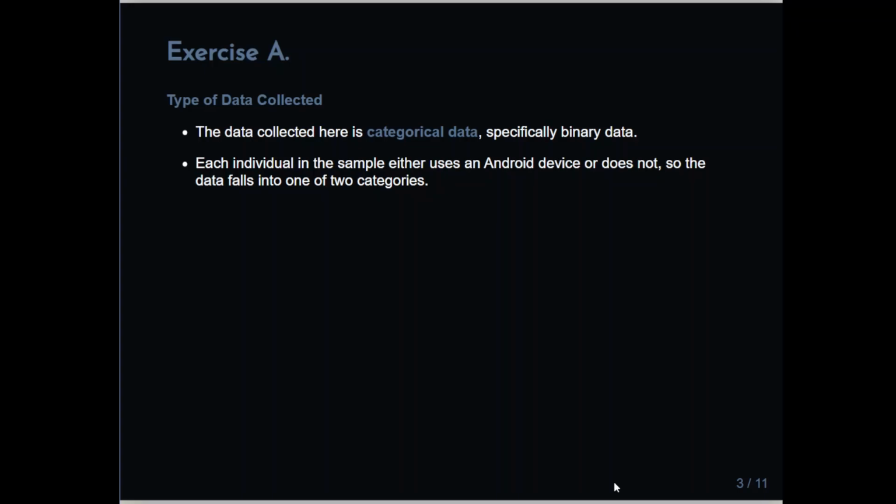So you just have to think about the walkthrough. When you go up to a person, what is the question and what is the answer you are asking them? And what will the answer be that they give you back? Okay? So each individual in the sample either uses an Android device or does not. So it falls into one of two categories. So essentially categorical data is pretty much the answer to that one.